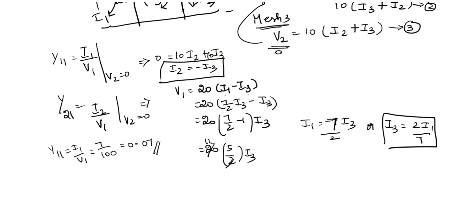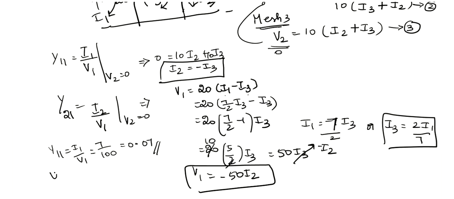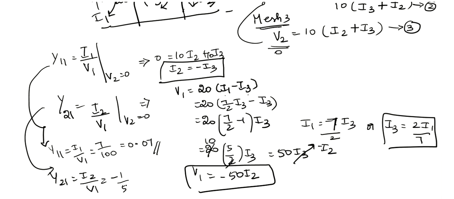So V1 equals 50 I3. I3 must be equivalent to what? Minus I2. So V1 will be equal to minus 50 I2. So the equation comes here, Y21 will be equal to I2 by V1. So previously it is here and now it is here. From this equation tell me what is I2 by V1. Definitely it is minus 1 by 50. So the answer is minus 0.02. Clear?